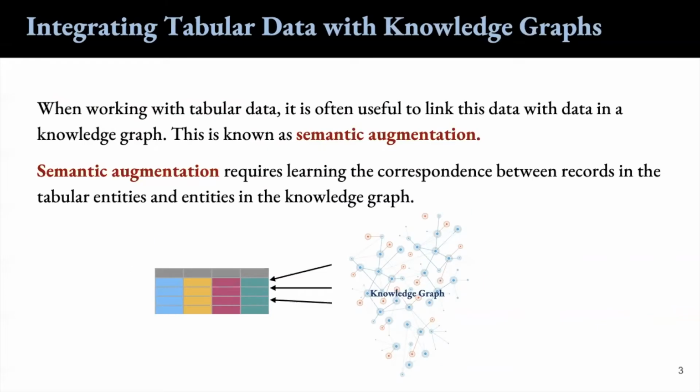One of these tasks is semantic augmentation. It is the task of adding semantics to tabular data. Tabular data, such as CSVs, relational databases, or spreadsheets, is the most common format in the web and the enterprise data lakes. However, the usage of tabular data is often limited by many data quality issues, such as incomplete or missing data. Semantic augmentation uses knowledge graph as a semantic reference for entities in the tabular data. This requires learning the correspondence between records in the tabular entities and the entities in the knowledge graph.